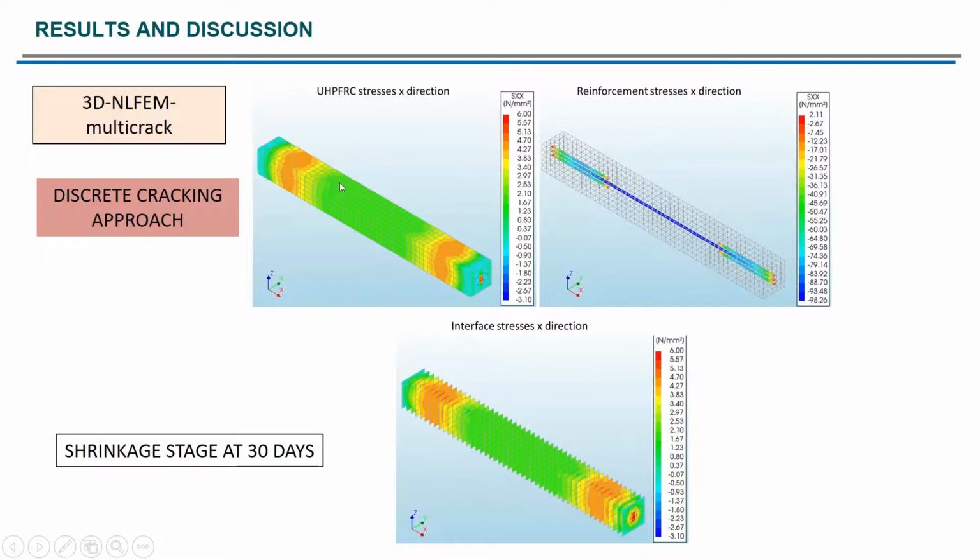Here we can see the stresses in the normal direction for the brick elements and also for the interface elements. The results are very close. And we have here significant tensile stresses due to the shrinkage, and the reinforcement gets compression stresses because it interacts with the concrete.